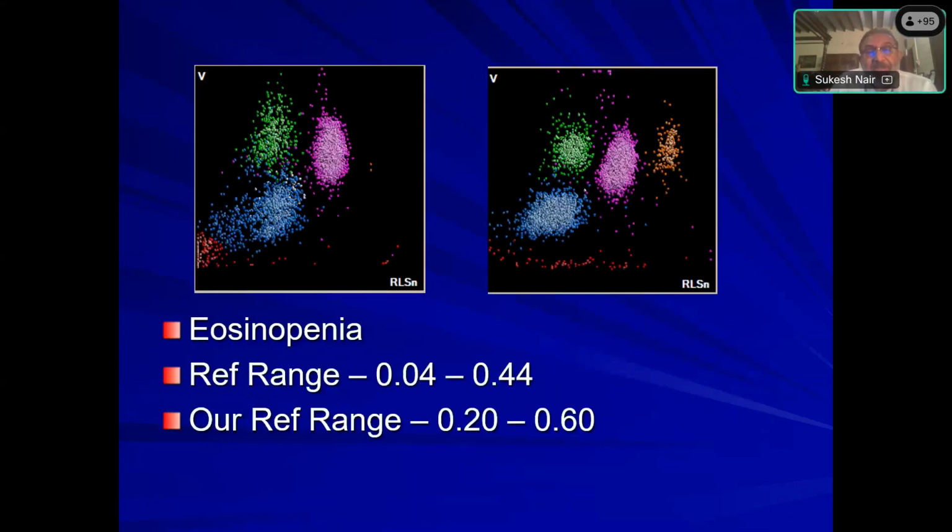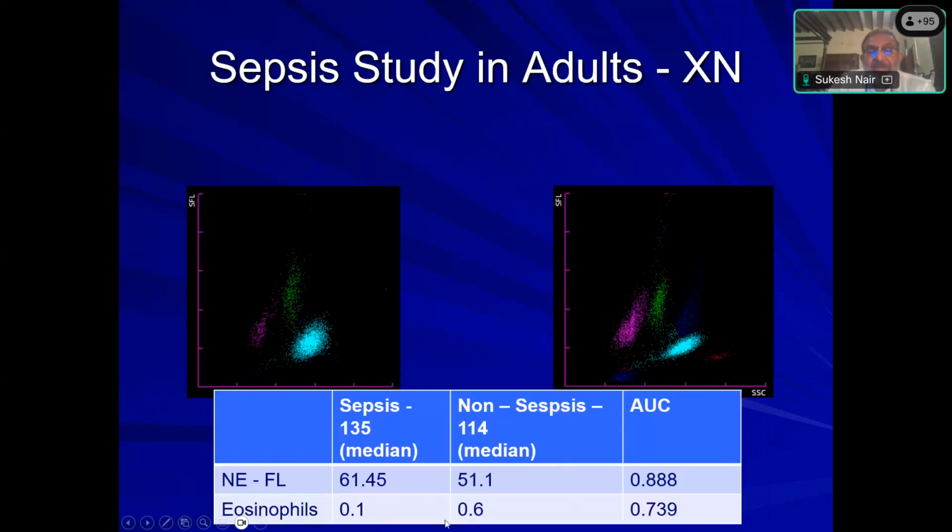And the best part of it is that many years back, in 1965, there was an article which said that eosinopenia can be the earliest marker of sepsis. But we should realize that whenever we look at eosinopenia, we should use our own reference range, not the reference range which is published in Dacie or anything like that. That's 40 to 440 per cubic millimeter. It is actually 200 to 600. When we use this reference range, the differentiation of sepsis by eosinopenia itself was much better than procalcitonin, at 0.739 area under the curve.